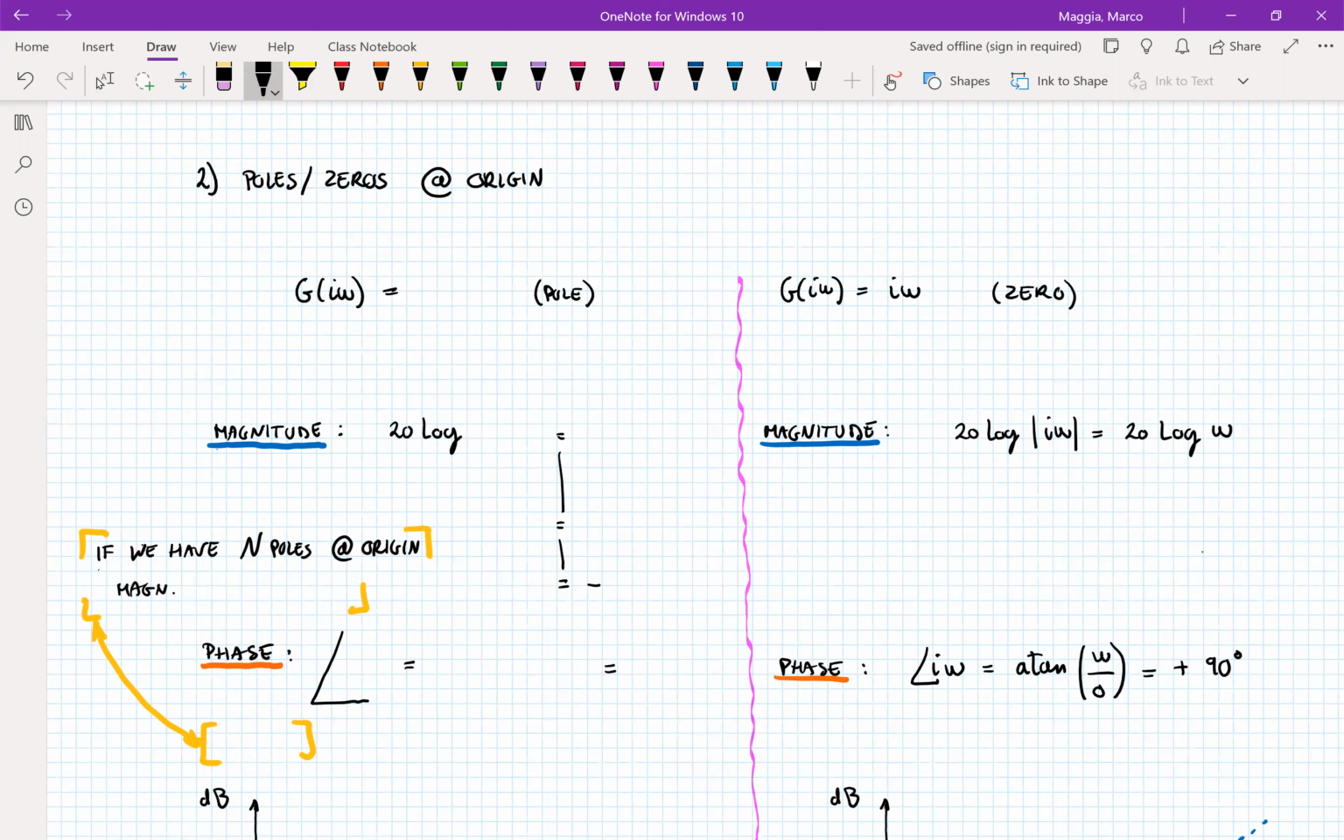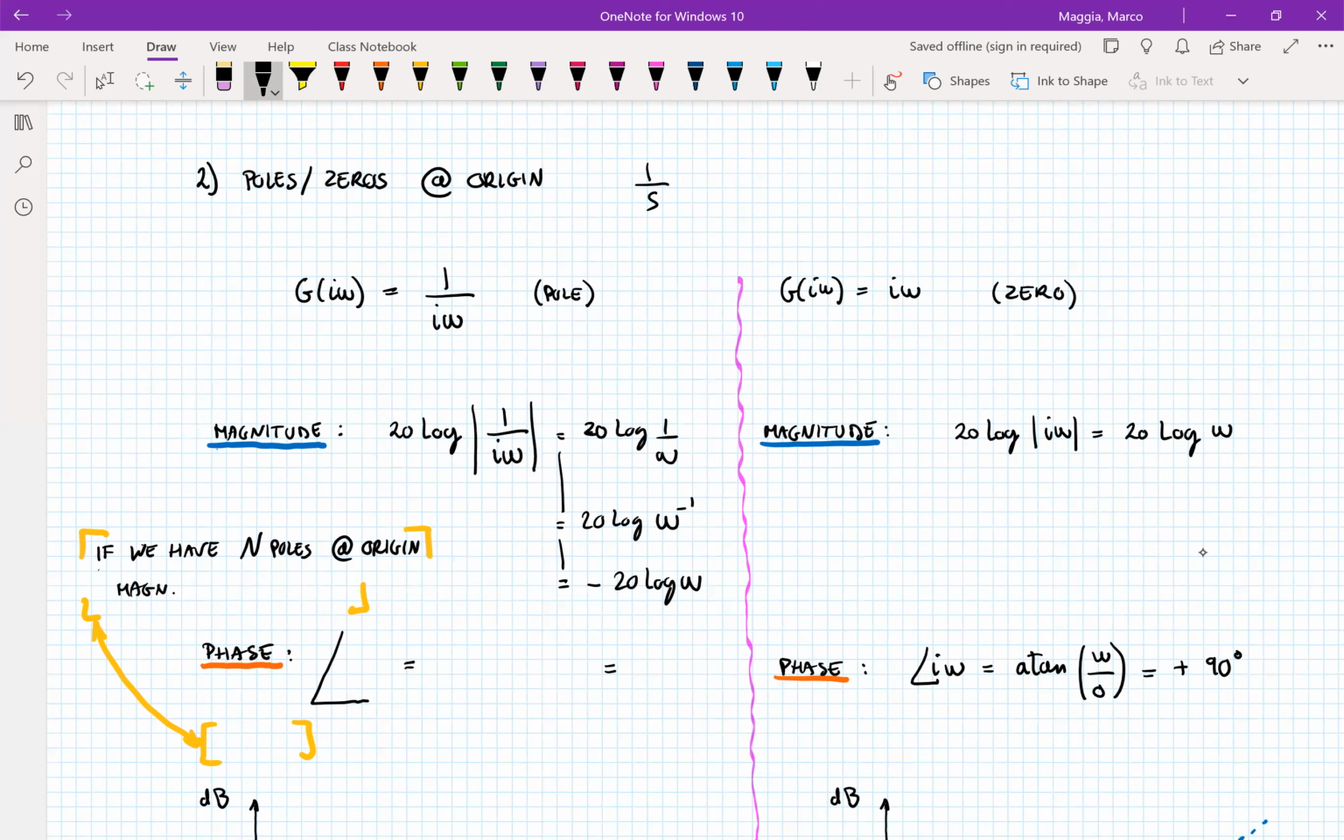So in this case, if we have one pole at the origin, we would have 1 over s, right? And if s is equal to i omega, then G of i omega is 1 over i omega. What is the magnitude of such a transfer function? That is 20 logarithm of the absolute value of 1 over i omega, which is simply 20 logarithm of 1 over omega, or 20 logarithm of omega to the power of minus 1, which is minus 20 logarithm of omega. So you see that the magnitude in the logarithmic scale is a linear function with a negative slope. So the slope is minus 20 decibels per decade.